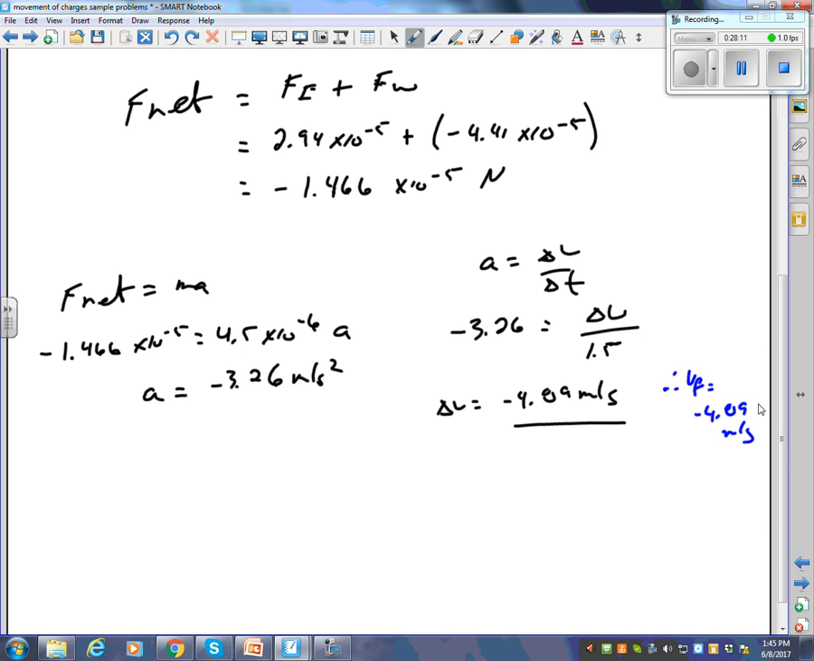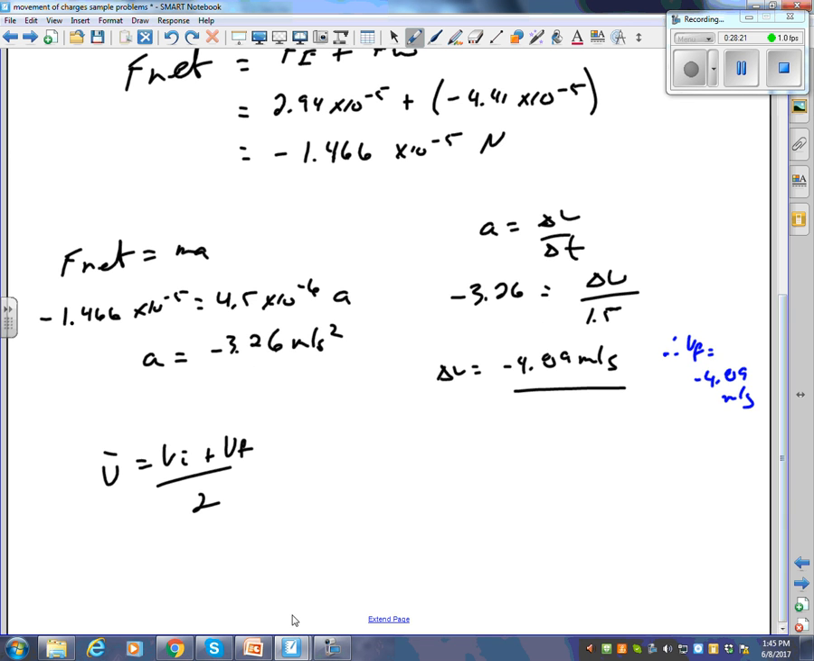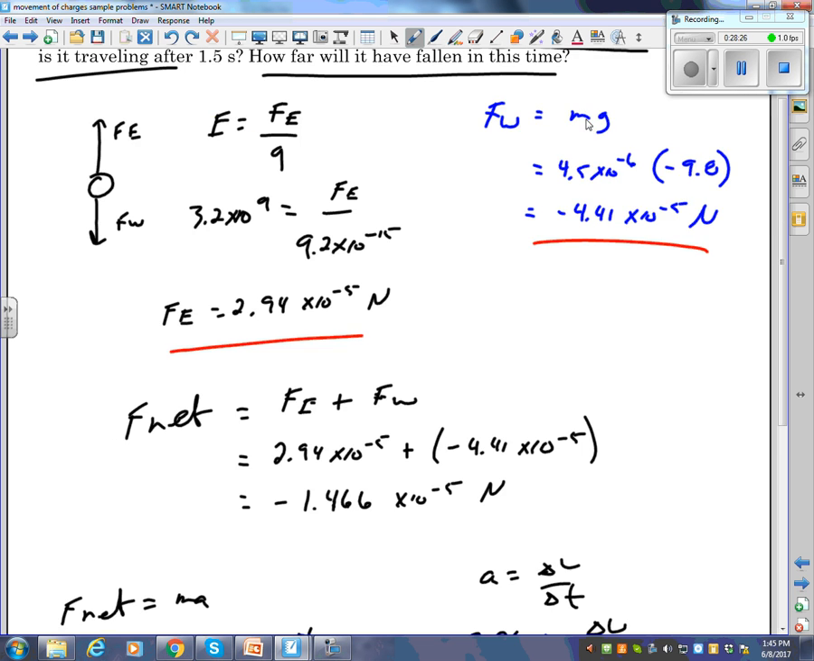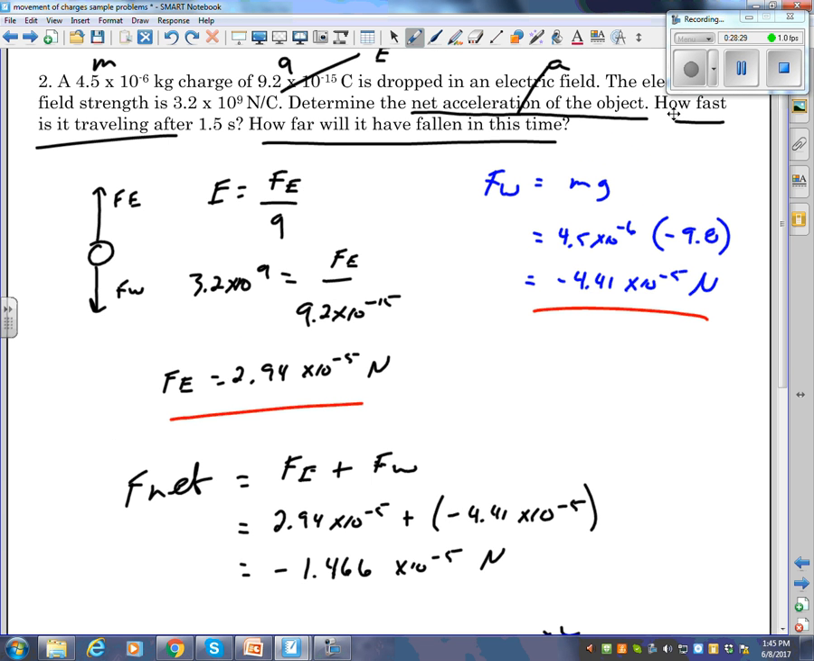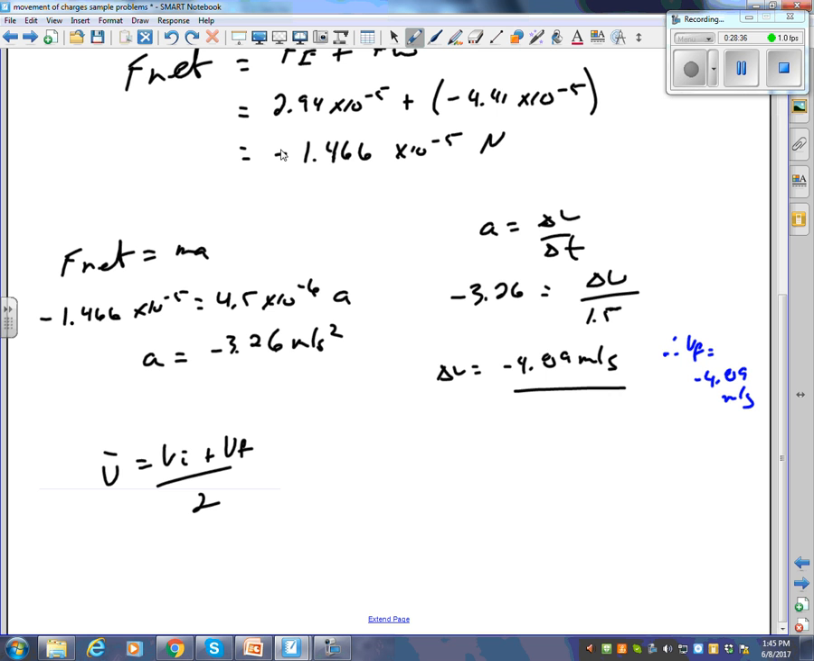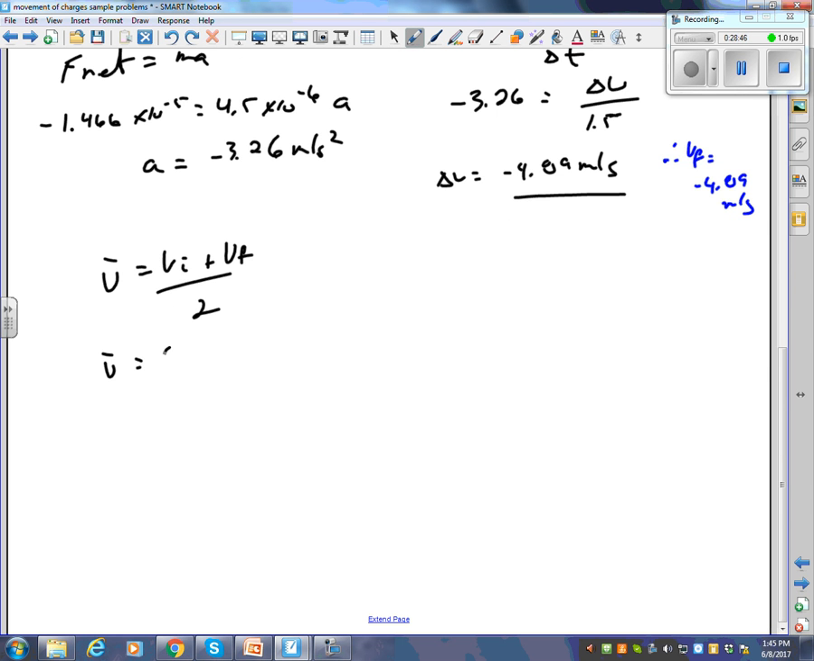How far will it have fallen in that time? Before you can find out how far, you've got to find the average. Like, what are we trying to find? I'm confused. Well, we've got the net acceleration. We've got how fast it's traveling. The last step here is how far will it have fallen? Distance, right? And before you get distance, you need to know average velocity. It's not that big. It's just one more step.